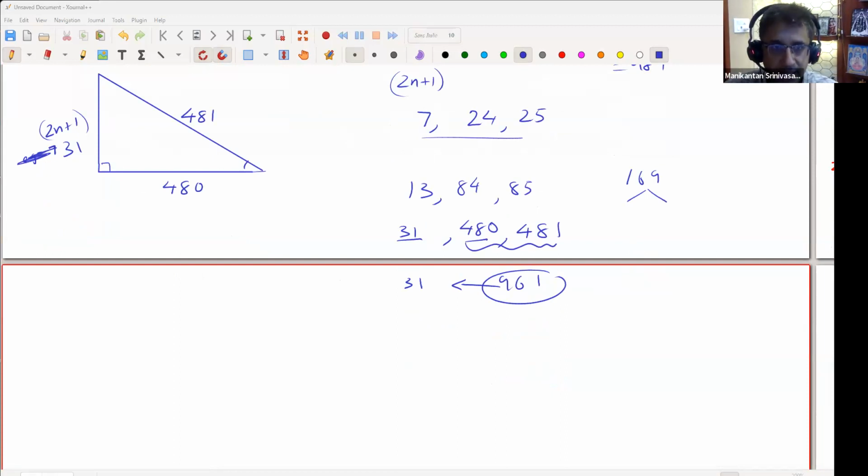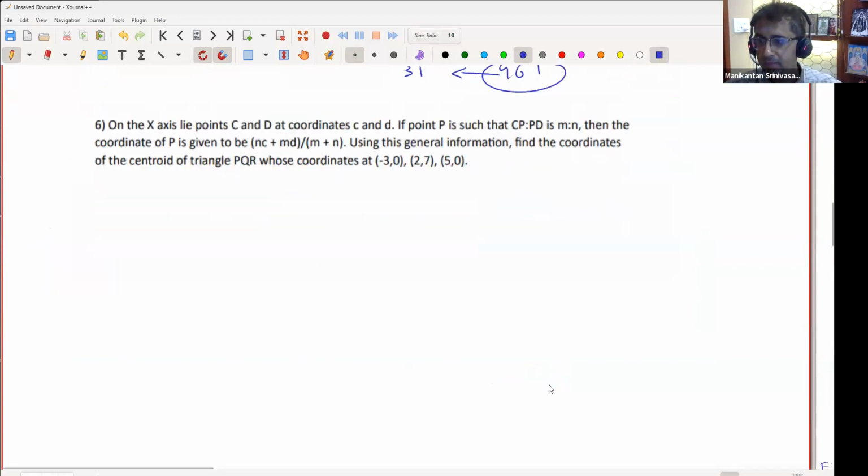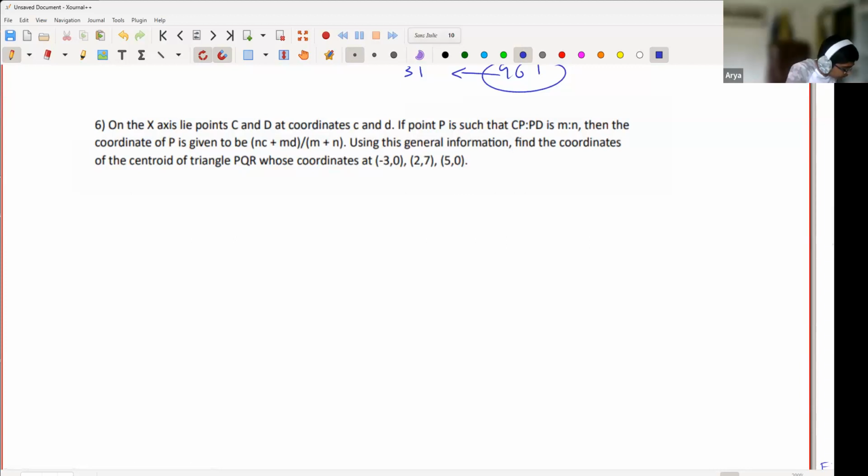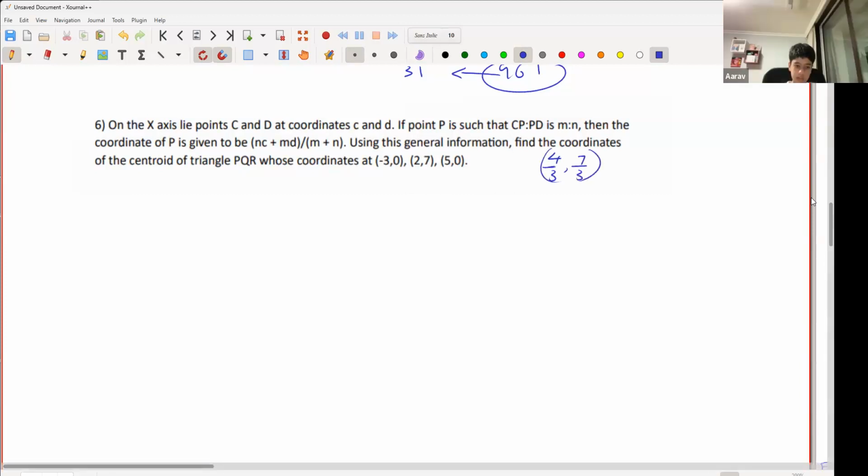Okay, question 6 is an interesting one. Does anyone have an answer on question 6? Was anyone able to do this and get an answer? Arya, did you do question 6? No, I didn't get this one. Okay, Navya, what did you get on this one? I got 4/3, 7/3. Okay, let's check. Anyone else with a matching or different answer? Yes, I got the same answer. Okay, so very likely it's right then.